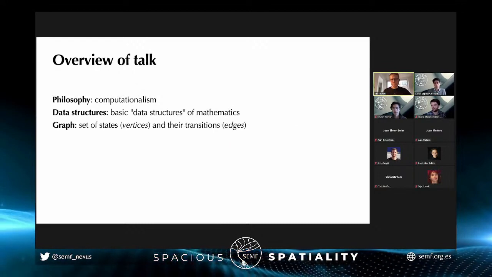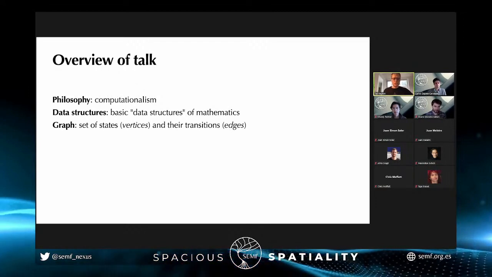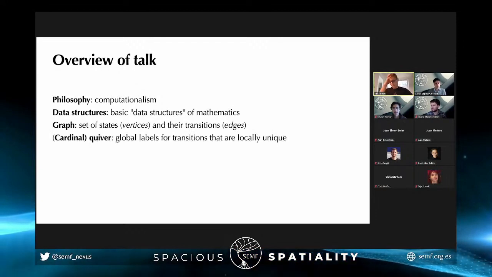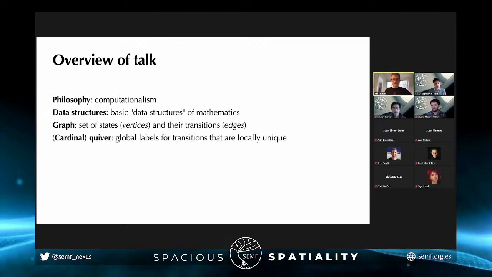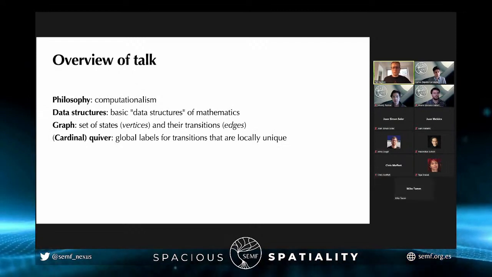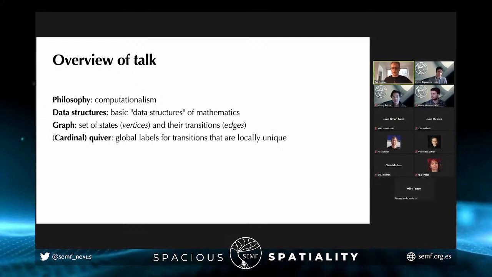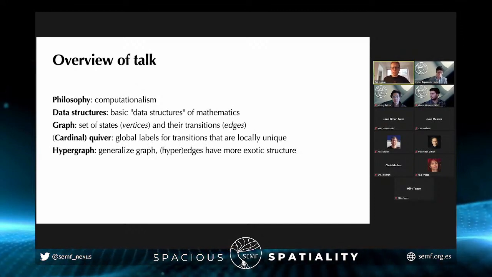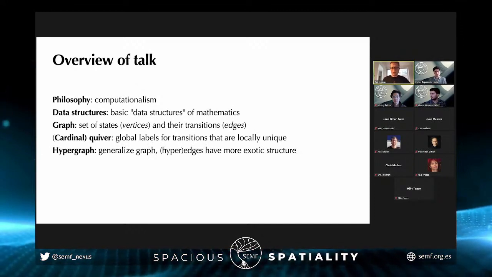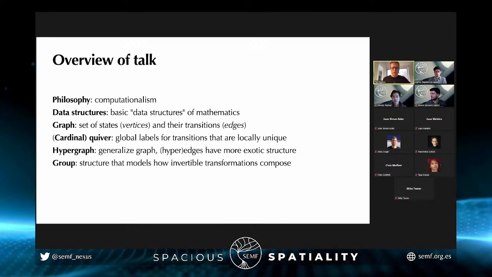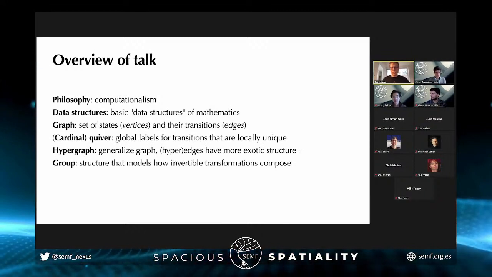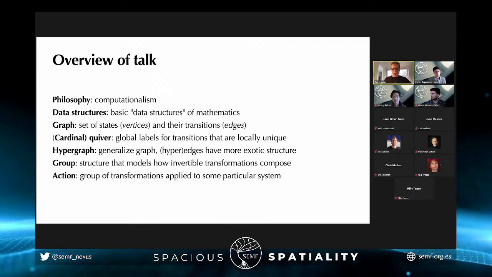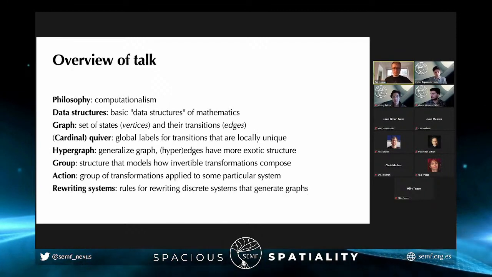So the main things we'll be looking at are graphs, which are sets of states and their transitions, or vertices and edges. We'll then look at a certain class of graphs called cardinal quivers. These are graphs in which we label the edges in a way that's locally unique. We'll then look at typographs, which generalize graphs in a natural way to allow their edges to contain more than two vertices. We'll look at groups, which are structures that model how invertible transformations compose. We'll look at actions, which are groups that act on a particular system.